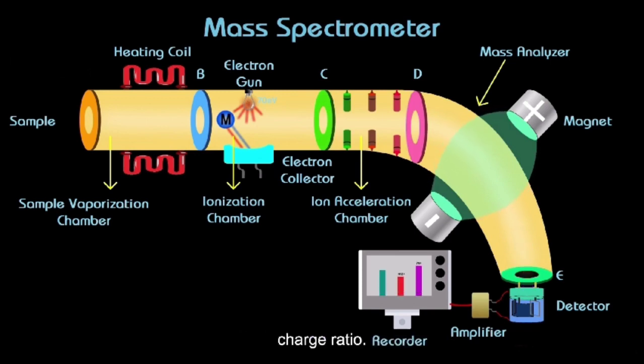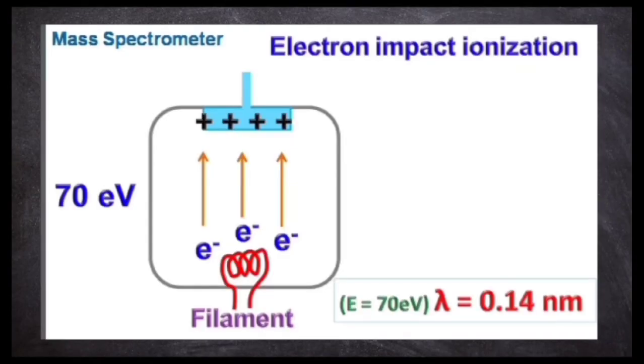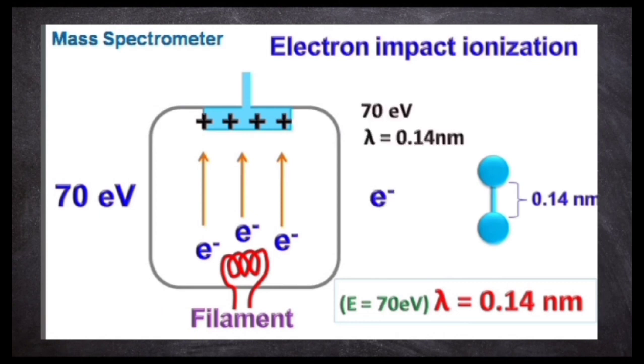Electron impact ionization, chemical ionization, electrospray ionization. Electron impact ionization: a stream of electrons is generated by using a heated filament, and the other end of the chamber has a plus charge. The accelerated electrons have energy of about 70 eV and a wavelength of about 0.14 nanometer, which is equivalent to the dimension of a chemical bond. When an electron hits the molecule, it breaks the bond, an electron is released, and it gives an ion.